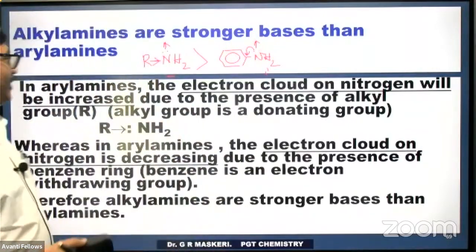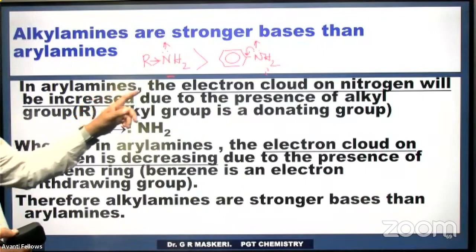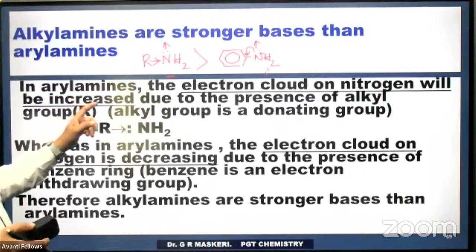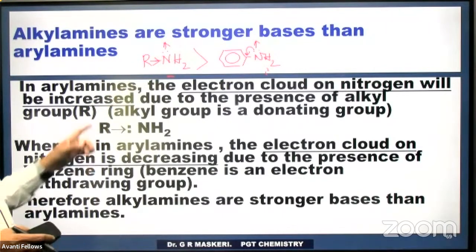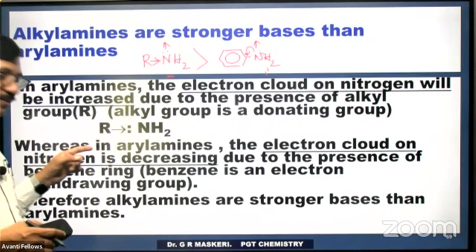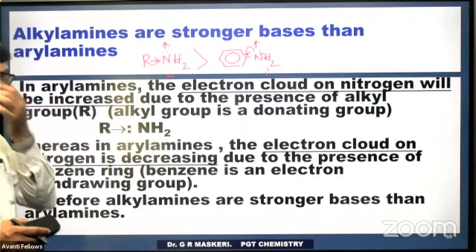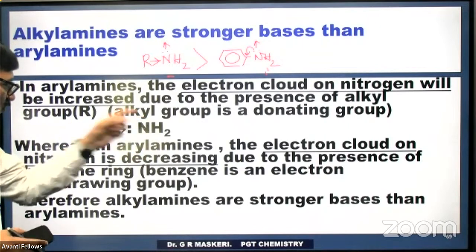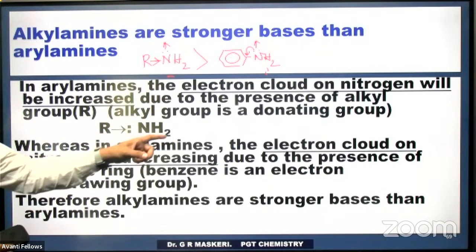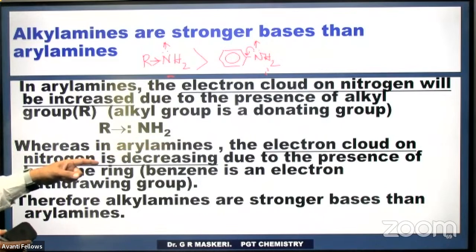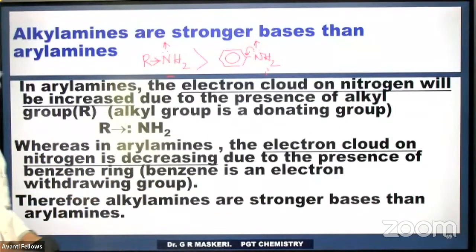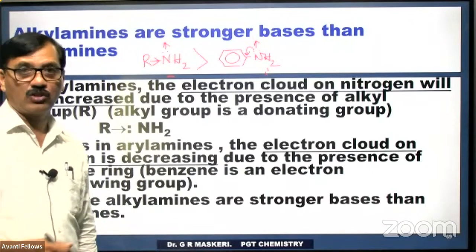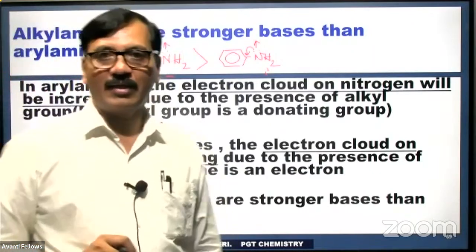Therefore, the right way of putting it is, in alkyl amines, the electron cloud on the nitrogen will be increased due to the presence of the alkyl group. Show that arrow mark, so that the donation tendency increases. Try to write the pair of electrons above it. Whereas in aryl amines, the electron cloud on the nitrogen is decreasing due to the presence of the benzene ring. Benzene ring is an electron withdrawing group. Therefore, alkyl amines are stronger bases. This is the right way of writing the answer.